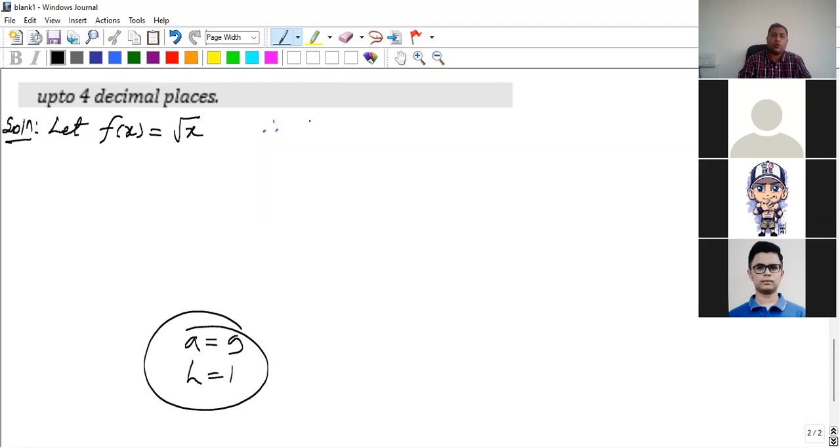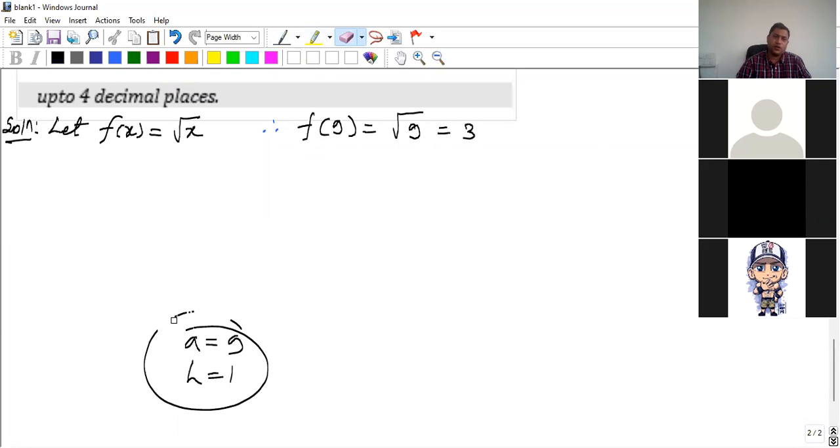So what will be the value of f of 9? F of 9 means it is going to be root of 9. We know root of 9 is going to be 3. Is that okay? Okay, so that's what we'll be having. Now let us see the next term.